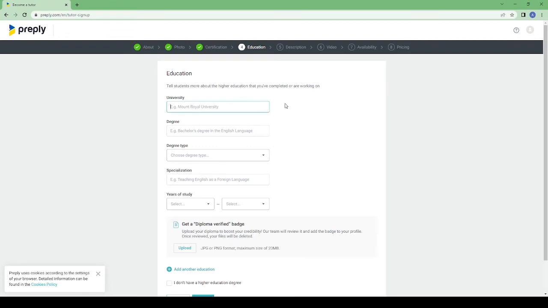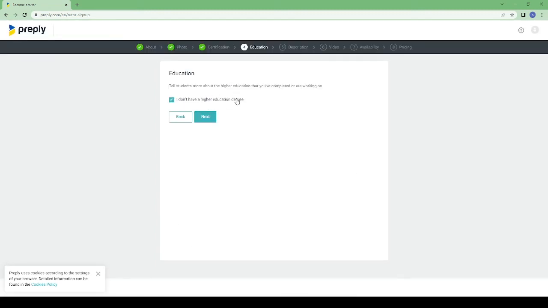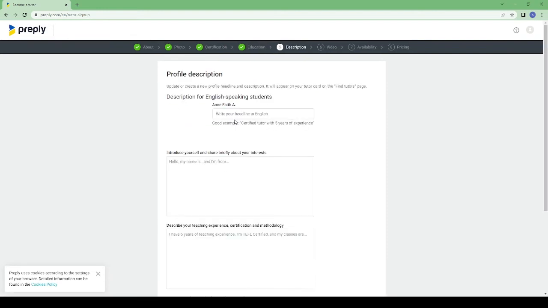This one is about university. You can tell your students more about your higher education. For example, you have an MA from a university. For example, Batangas State University. Bachelor's degree in what? In English language. Choose degree type, teaching degree, specialization, and years of study. For example, I don't have a higher degree. Next.